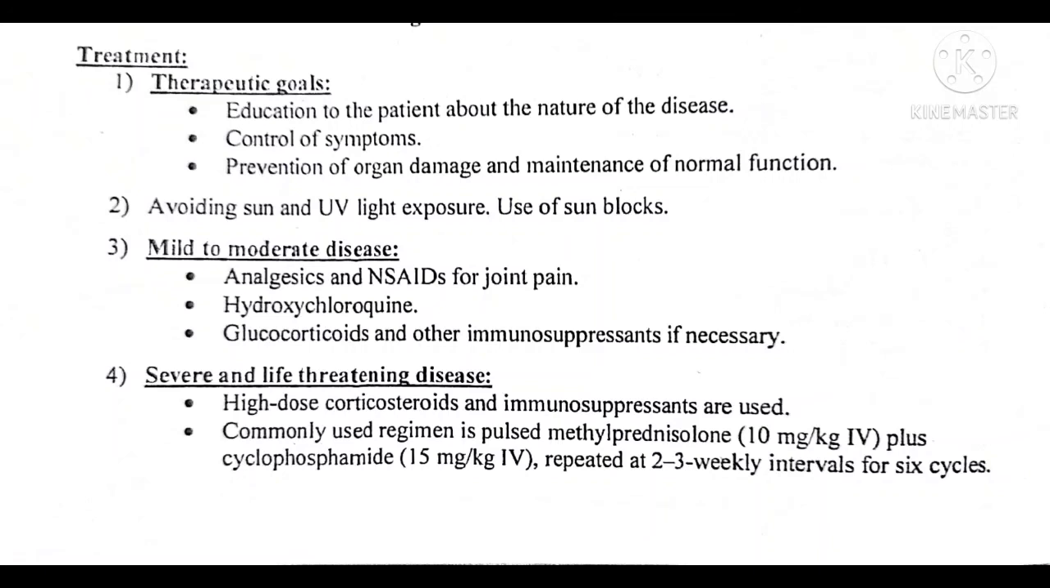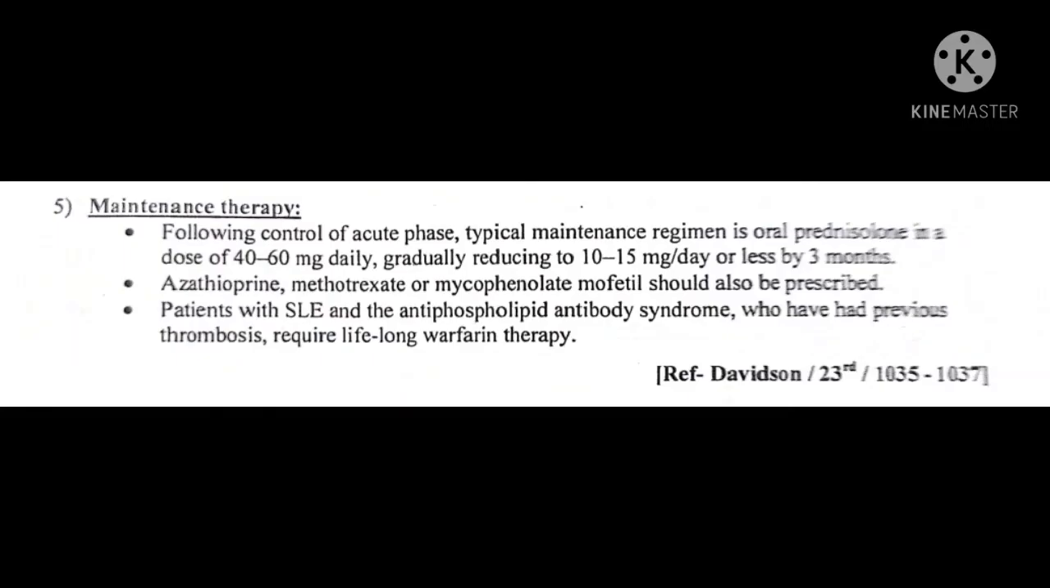Hydroxychloroquine and glucocorticoid and other immunosuppressants are given if necessary. In severe and life-threatening disease, high-dose corticosteroid and immunosuppressants are used. The commonly used regimen is pulsed methylprednisolone 10 mg per kg IV plus cyclophosphamide 15 mg per kg IV repeated at 2 to 3 weeks interval for 6 cycles. The maintenance therapy follows control of the acute phase.